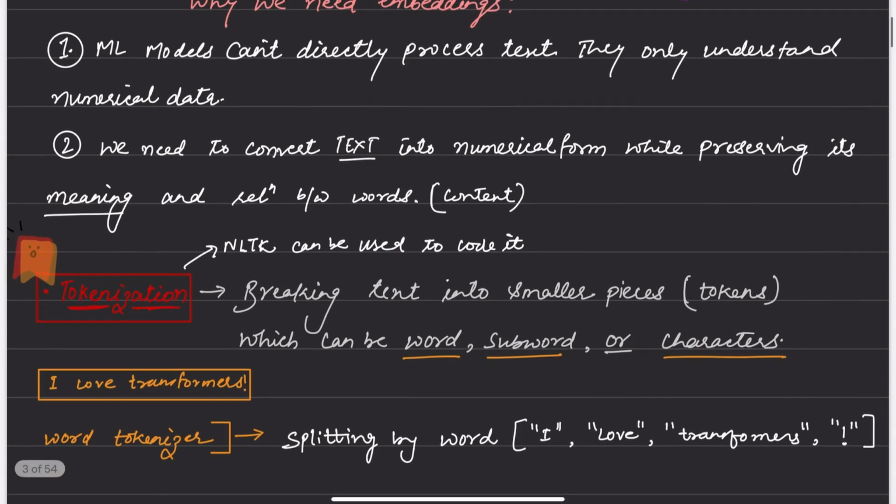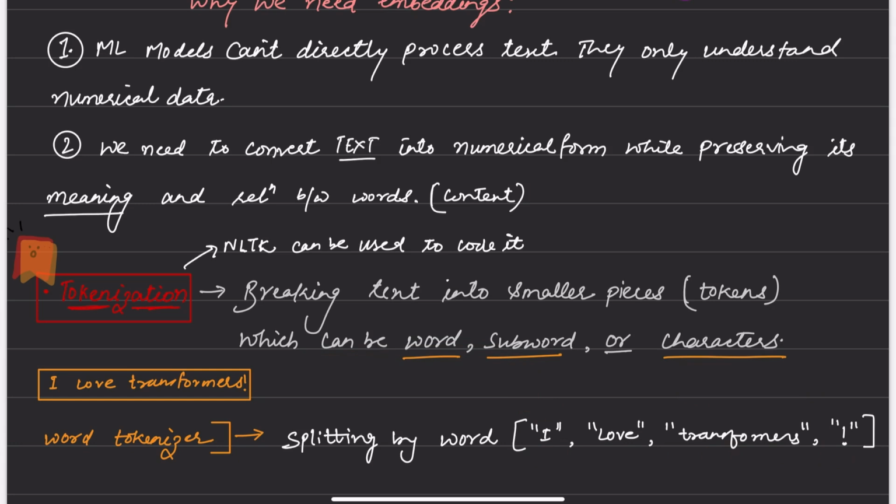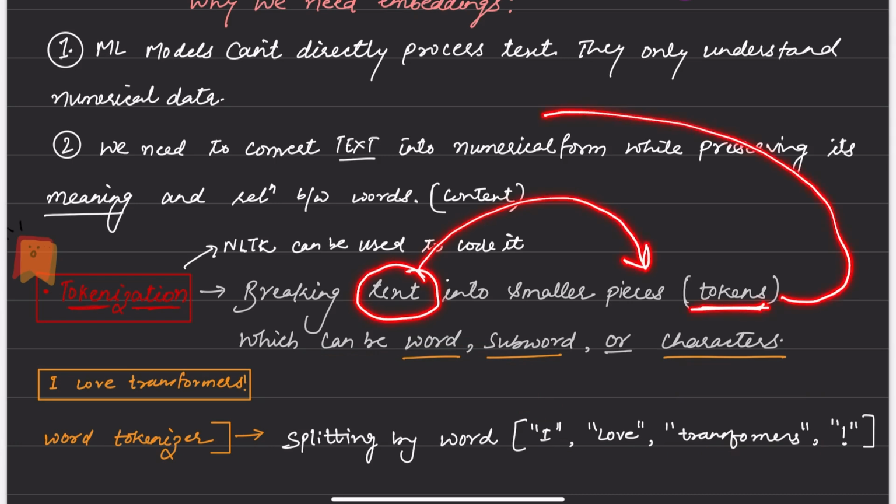So tokenization is about breaking the given text into smaller pieces, and those pieces are what we call tokens. These pieces can be words, subwords, or characters. For example, let's say this is our sentence, I love transformers, with an exclamation mark as well. So these are the individual words. If we split this particular sentence, we will get I, love, transformers, and the exclamation mark. Hence we have these 4 tokens. As you can see here, this is the word tokenizer. So what is tokenization? Tokenization is breaking a text into smaller pieces, tokens, and then from these tokens we generate embeddings.